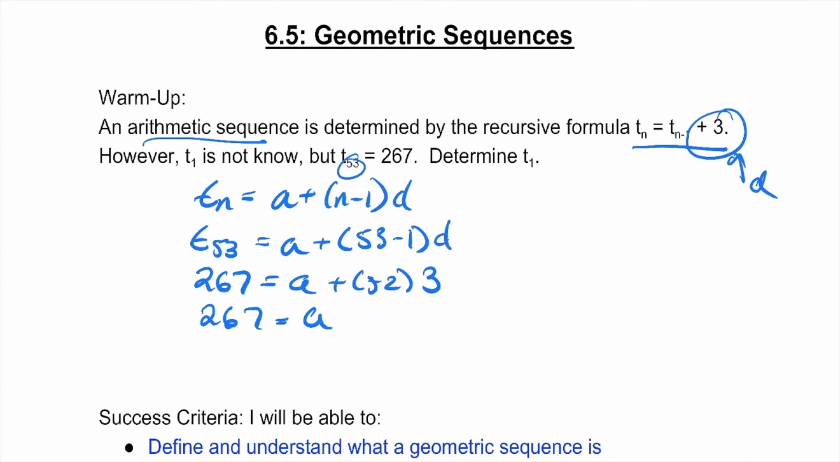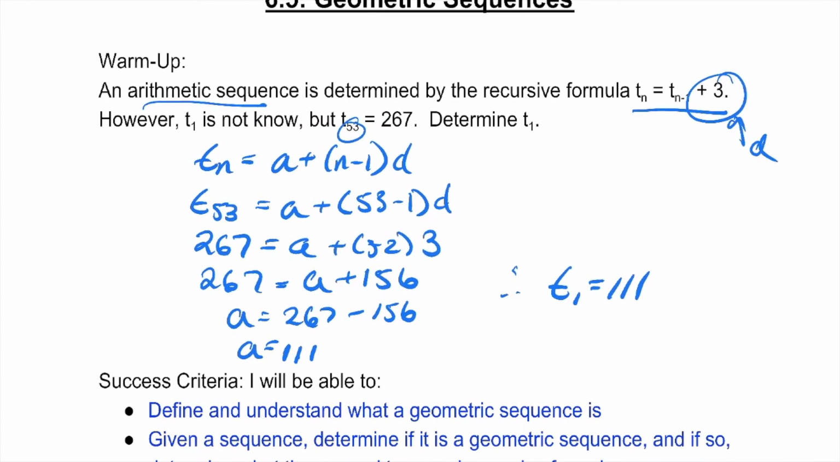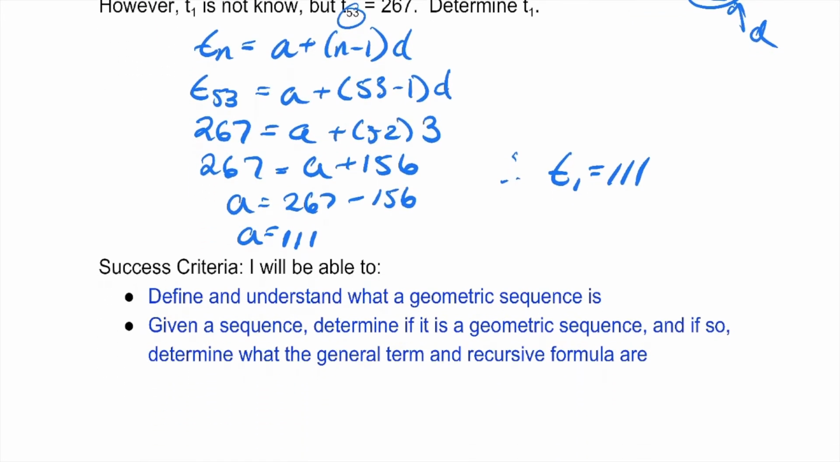And then a is going to be 267 minus 156. So in this case, this gives us a as 111. So therefore, t of 1 is 111. So that's how we go through that example. I kind of like it because it makes us connect the recursive formula with the general term.